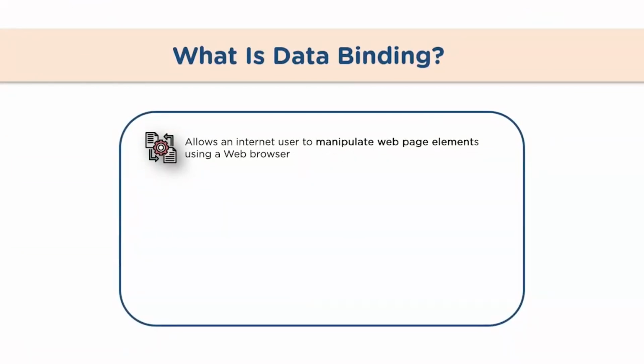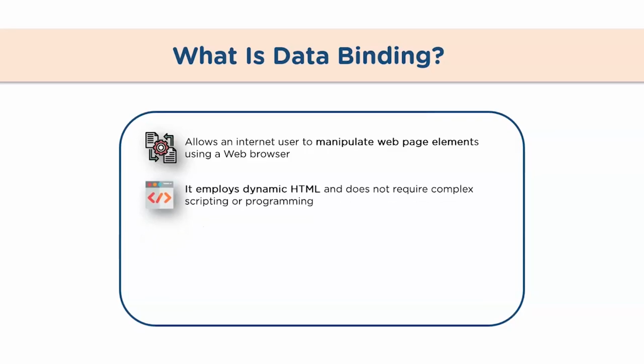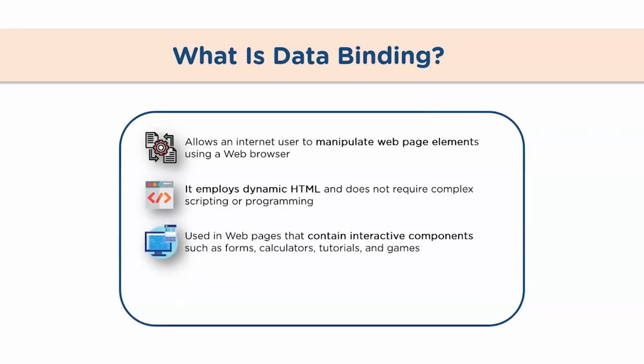Now, I'm sure you must have heard the term data binding quite often. Data binding is what is responsible to ensure consistency between the view and your component. It allows an internet user to manipulate all the web page elements in the web browser. It employs dynamic HTML and does not require any sort of complex scripting or programming. It is generally used for web pages that contain interactive components like calculators, tutorials, and games. And lastly, it ensures incremental display of a web page.